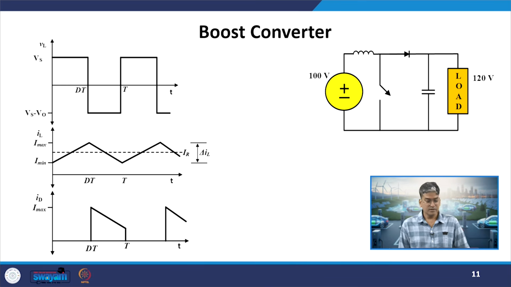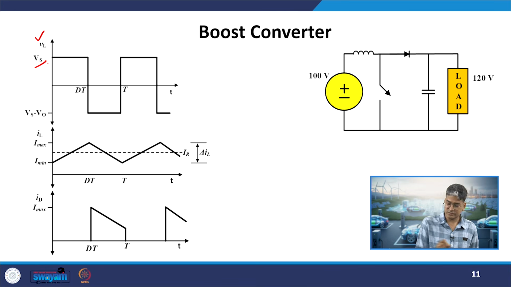Okay. Now, the graphs of various components. What will be the voltage across the inductor, VL, when the switch is closed? When the switch is closed, it was experiencing the entire source voltage. We have just calculated that. When the switch is in the open condition, it is experiencing a voltage which will be equal to Vs minus V naught, or the difference between your source and output voltage.